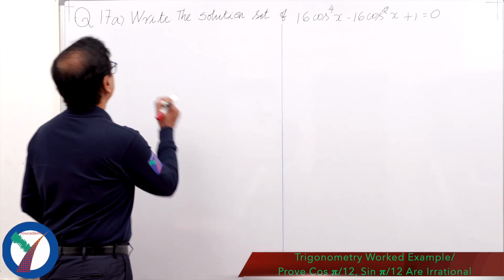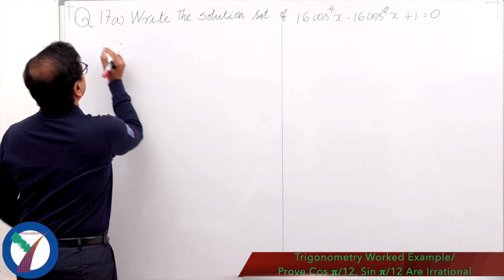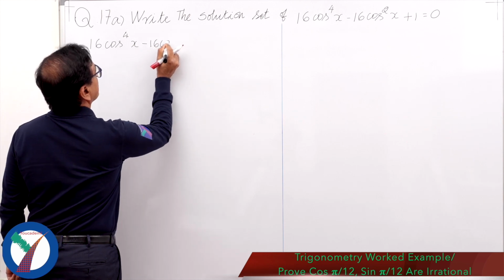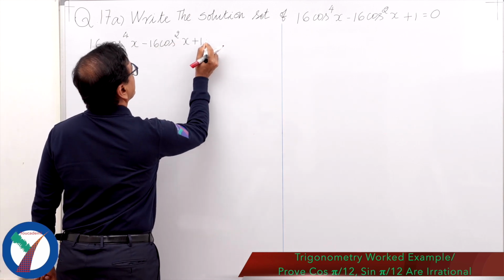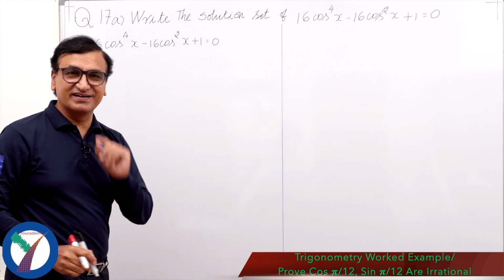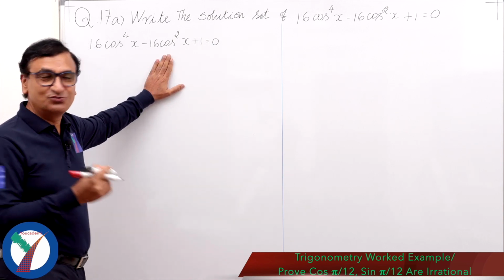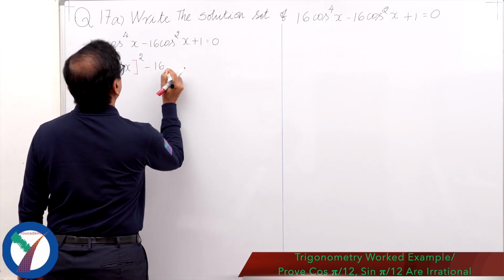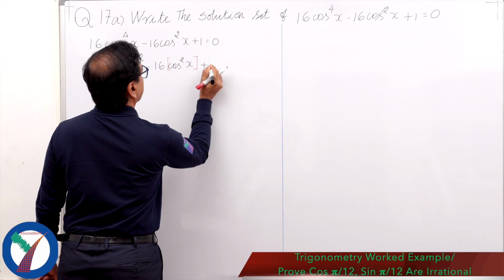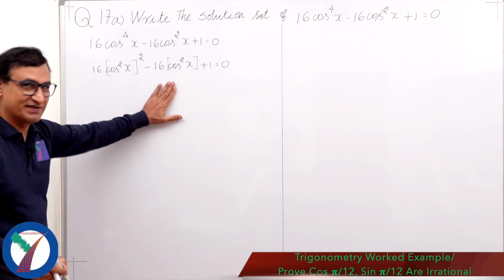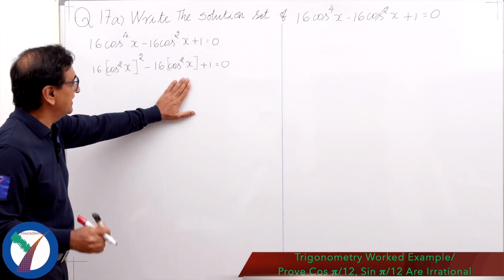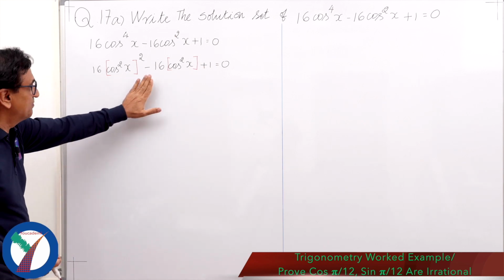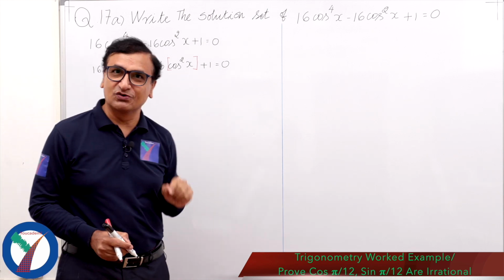Let's do it. So our polynomial is actually a quadratic in cos square x. How? Do you see? This is a quadratic in cos square x. That is, let's take cos square x as some k. You will have 16k square minus 16k plus 1 equals 0, right?